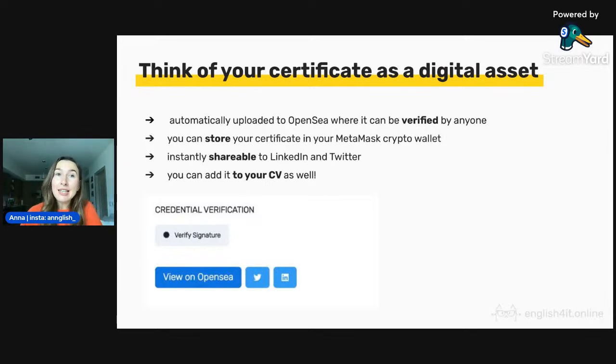But you can easily and instantly share it to your LinkedIn profile or Twitter profile. You can also add it to your CV as an image, because you can save it to your computer as an image. So technically, you can also have an image just like you had it before. That's how it all happens. That's how we operate. This brings me to the end of my discussion here.